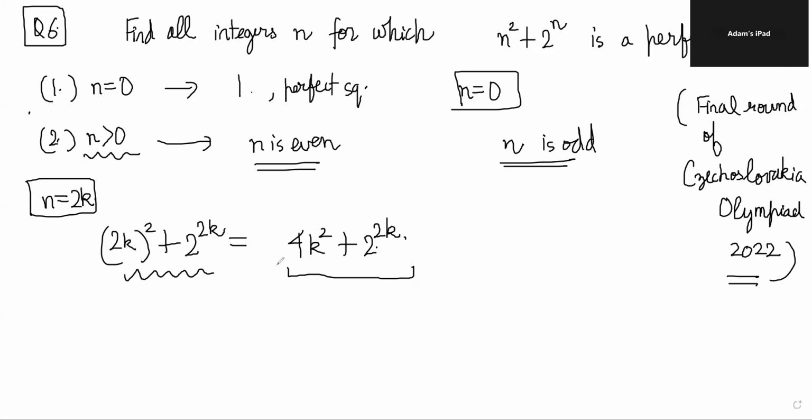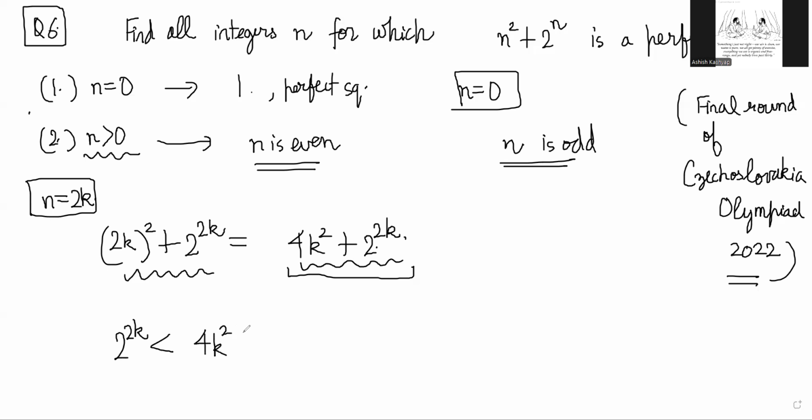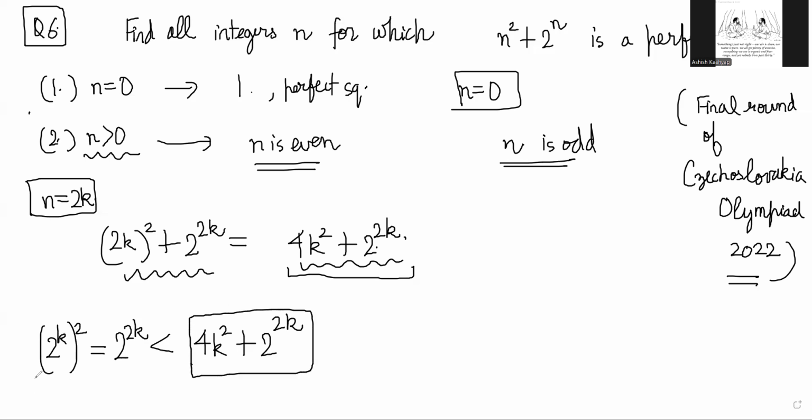In the case where n is even, we can say that 2 power 2k is less than 4k square plus 2 power 2k, right? And this is 2 power k whole square. So I'm getting this number as lying above this square. And if I can prove that it is below 2k plus 1 square, then it is not possible for it to be a perfect square, right?